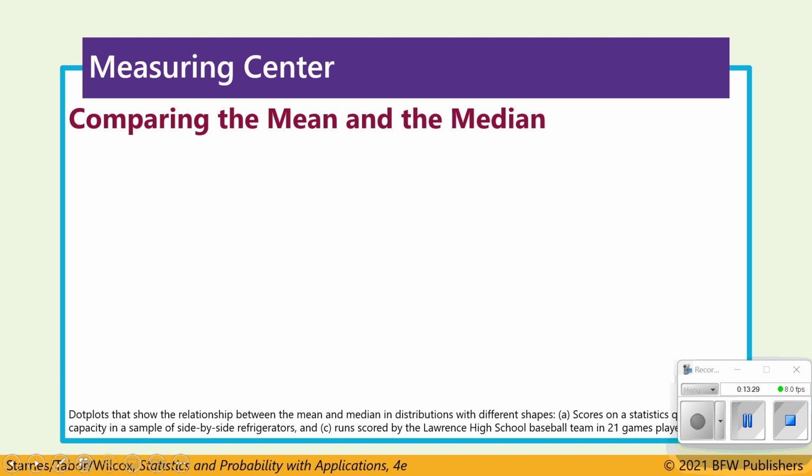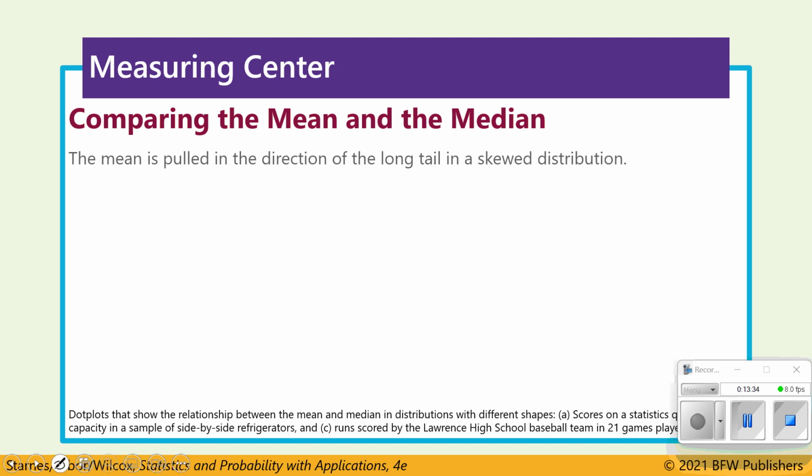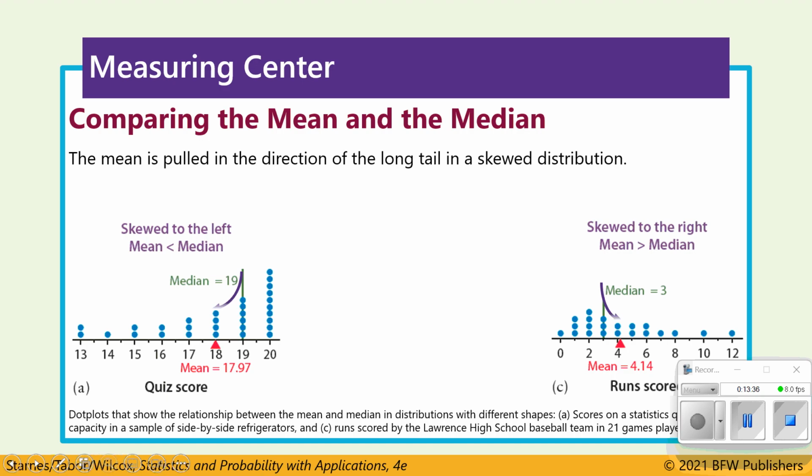So let's take a look at when we should use the ones. Should we use the mean? Should we use the median? Do we ever use the mode? That's what we should look at right now. Okay, the mean gets pulled in the direction of the long tail in a skewed distribution.